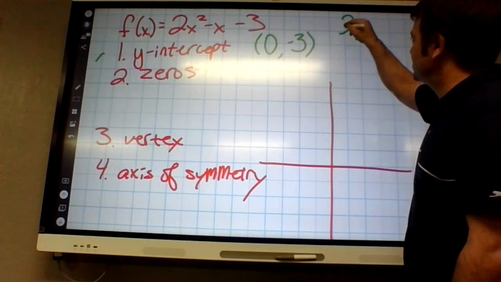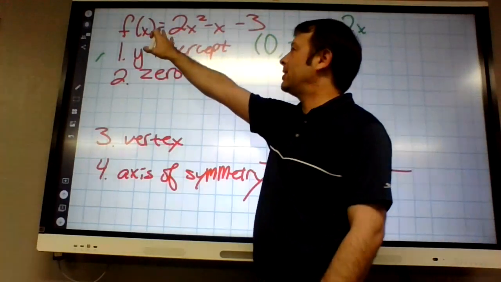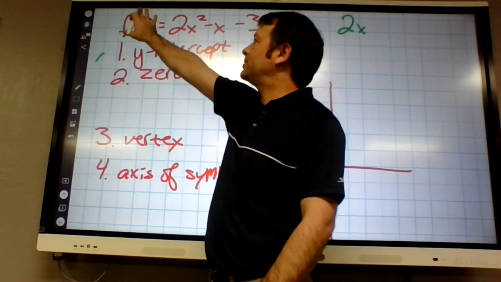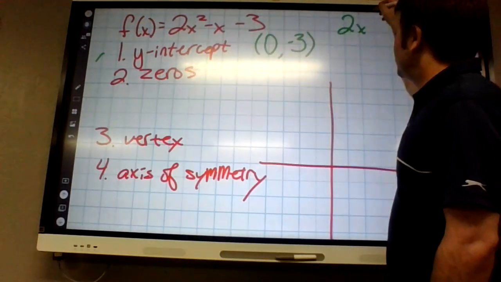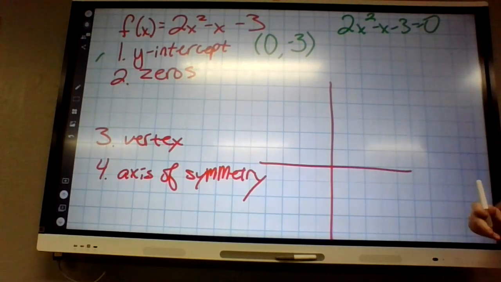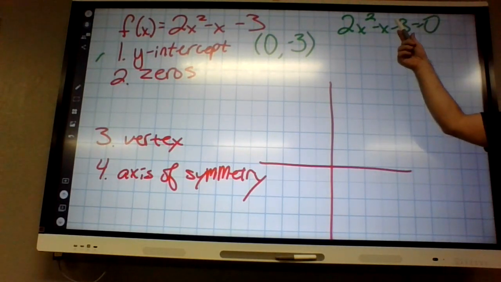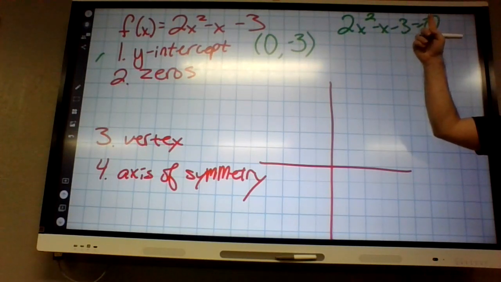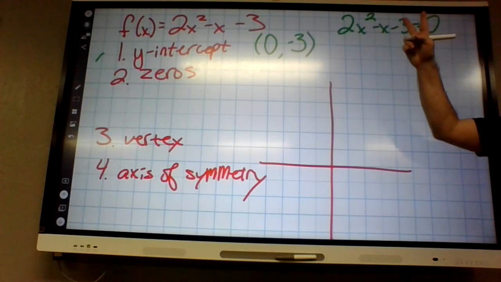So you just set the whole thing. It's kind of like the opposite of this. You make the y value or the function equal 0, and then solve it. So 2x squared minus x minus 3 equals 0. How can we solve that? Factoring, or if factoring doesn't work, quadratic formula.